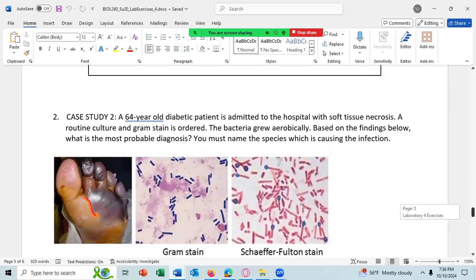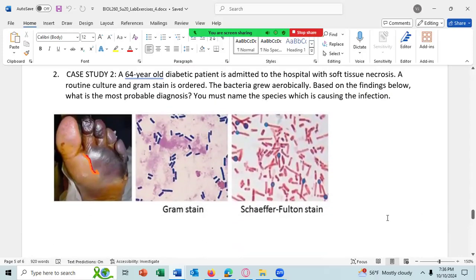All right. If you don't name the species, well, this one will probably be wrong, but you could get partial credit if you happen to name the correct disease. But to get full credit, you must give me the name of the species causing the infection, and you can find the name in the lab module. Any question about any of that? Any questions about anything?